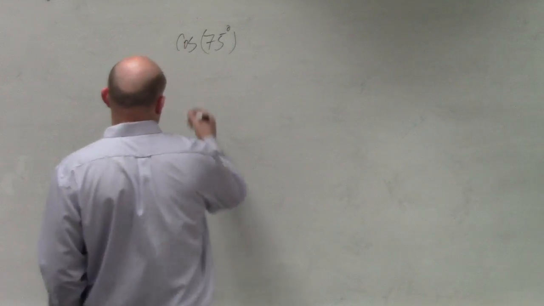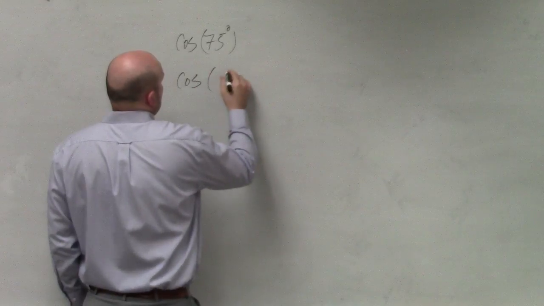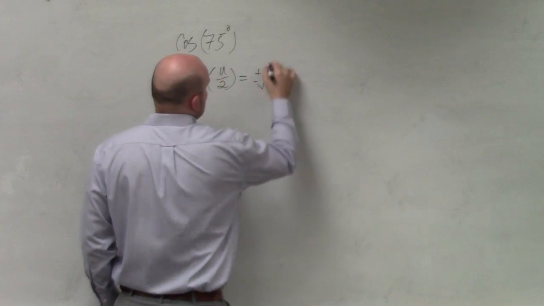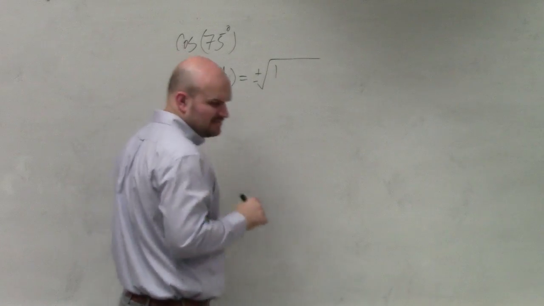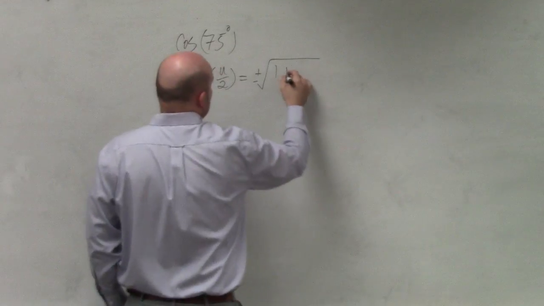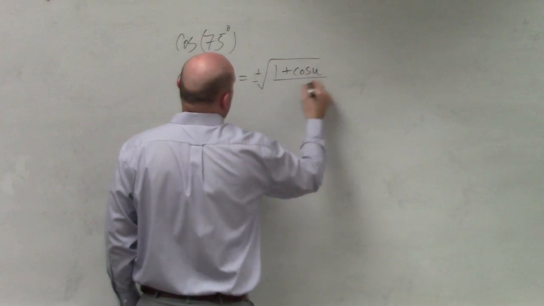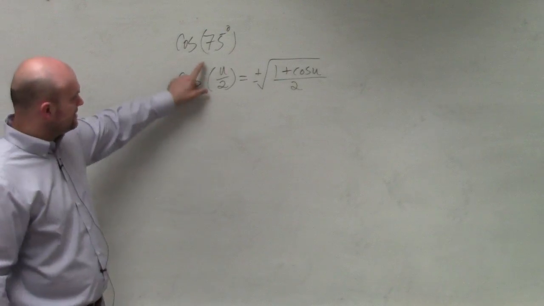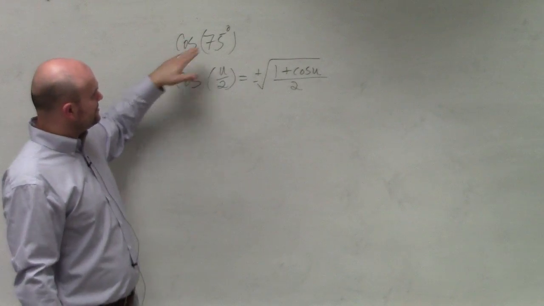If you guys remember, the half angle formula for this is cosine of u divided by 2 equals plus or minus the square root of... Cosine is plus, right? Or is it minus? I always forget. Cosine is plus. So 1 plus the cosine of u all over 2. But again, if we're going to try evaluating this, ladies and gentlemen, this is cosine of u halves.